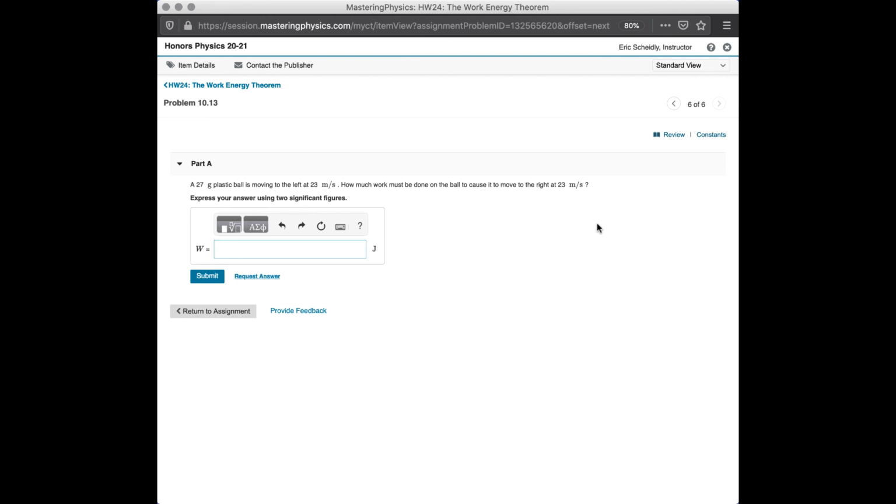The reason why is that the work-energy theorem tells me that the work done is equal to the change in the kinetic energy. Kinetic energy is not a vector. So kinetic energy to the left and kinetic energy to the right are the same thing. So for this plastic ball, the initial kinetic energy and the final kinetic energy are equal to each other. And so the change in kinetic energy is equal to 0, which means the work done must be equal to 0.